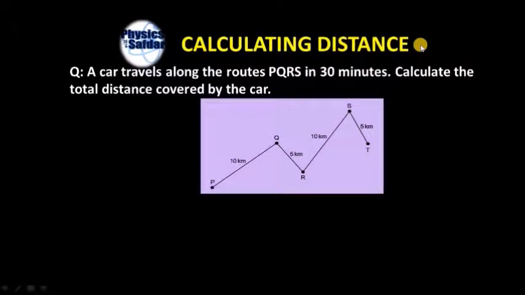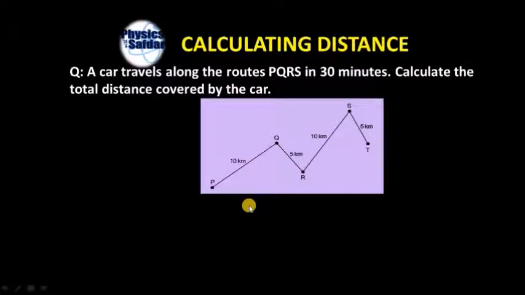Now you will learn how to calculate distance traveled. Look at this question. A car travels along the route PQRS in 30 minutes. Calculate the total distance covered by the car.